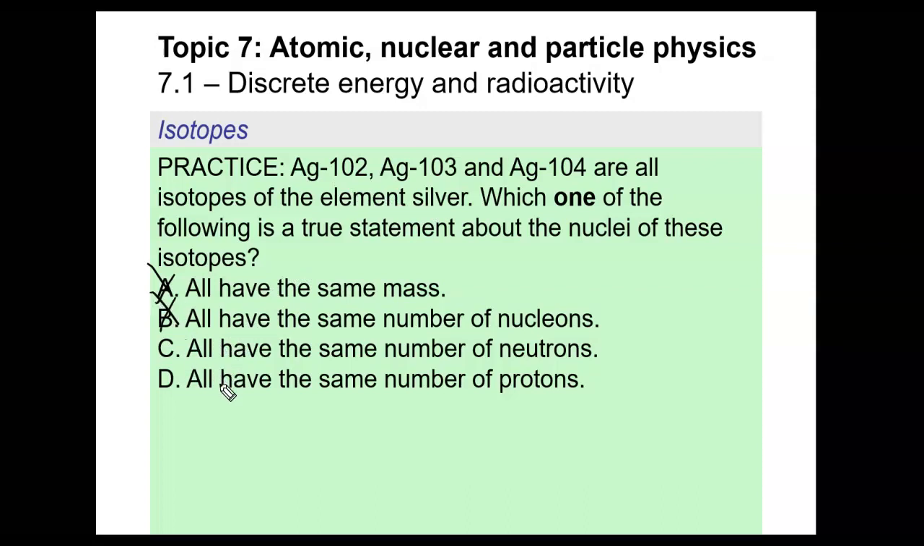And they don't have the same number of protons. Now, if they're all silver, by definition, they have the same atomic number and therefore the same number of protons. And so the answer is not going to be C, it is going to be D. Again, very basic question, super easy question, as long as you know what an isotope is.